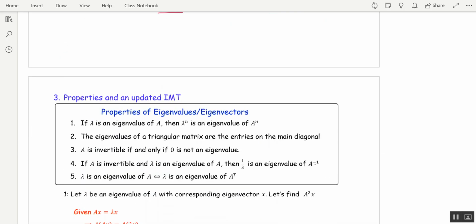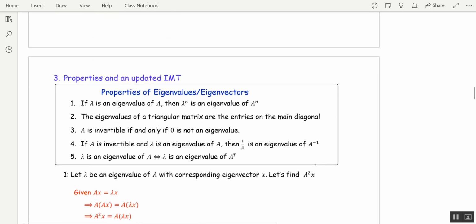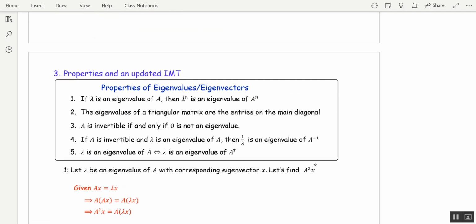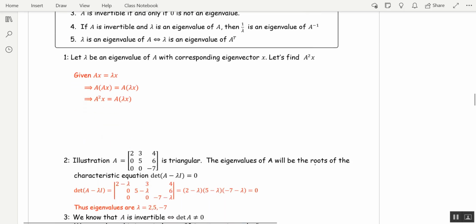Okay, properties of eigenvalues and eigenvectors. I've written the proofs out for you, which you can read on your own just to save time and make the video a little bit shorter. The only one I'm going to look at in detail is the first one, but let's just go through the others. The eigenvalues of a triangular matrix are the entries on the main diagonal. That's pretty darn nice, and there's an example of that right here.